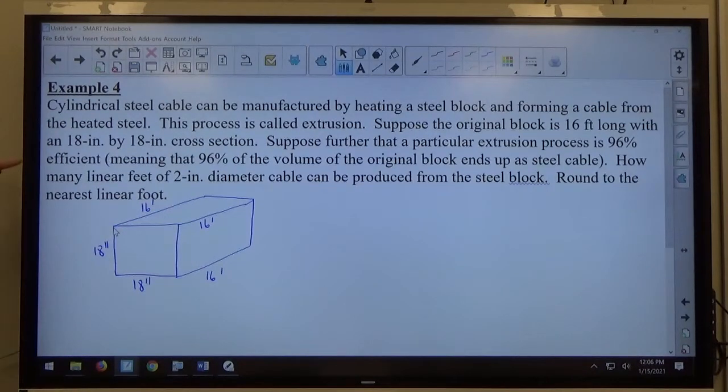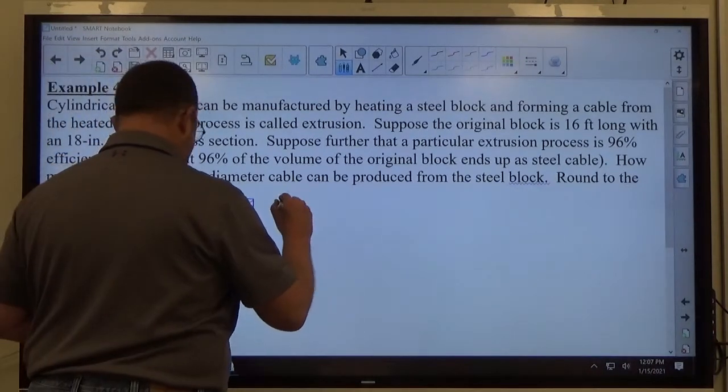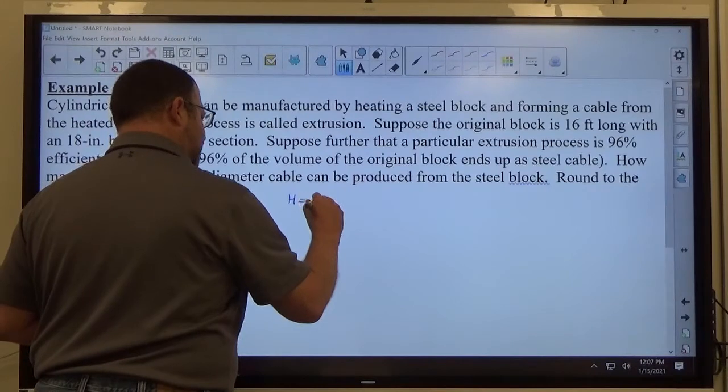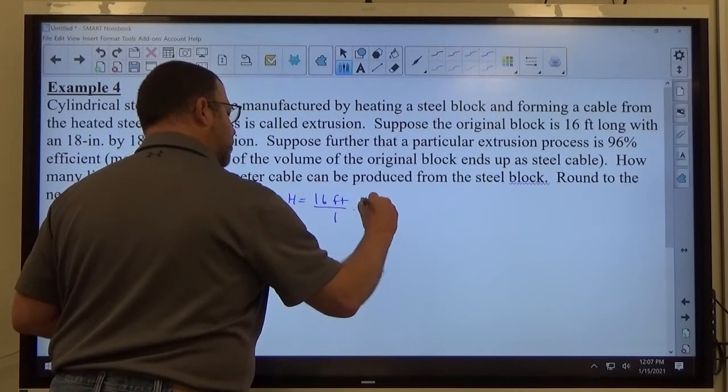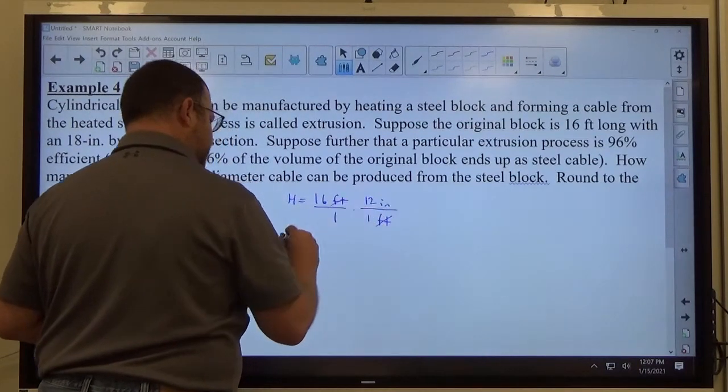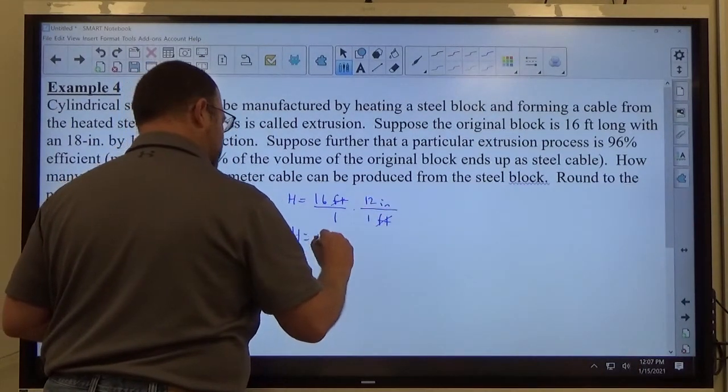And we want to know how many linear feet of 2-inch diameter cable can be produced from the steel block, to the nearest linear foot. So, first off, I want to find the volume of the steel block. You can see the units don't match. So the first thing I want to do is get the units to match. I think it's easier to go feet to inches than inches to feet. It creates fewer decimals. So the height of this thing is 16 feet, and 1 foot is equal to 12 inches, 16 times 12 is 192 inches.